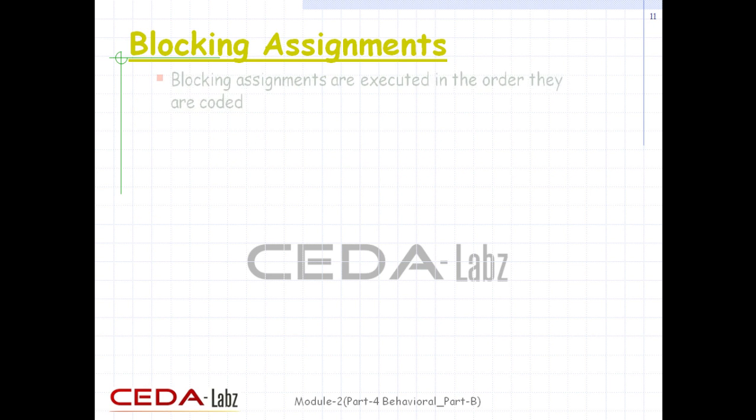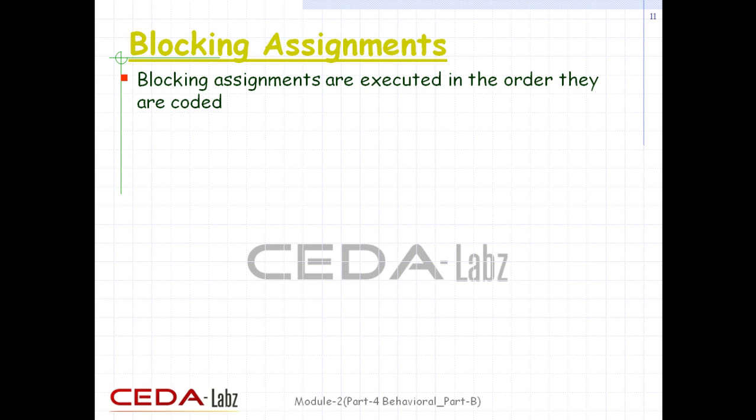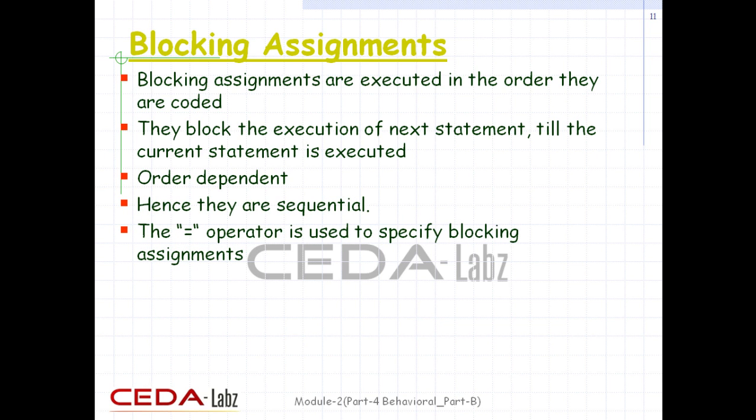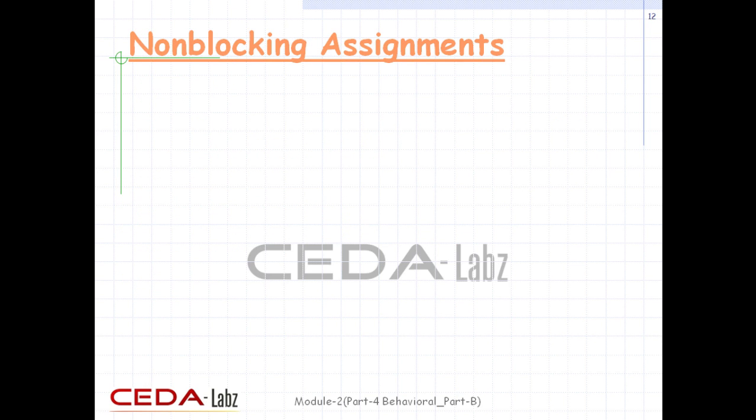Blocking assignments are executed in the order they are specified in a sequential block. As the name suggests, it blocks the execution of the next statement till the current statement is executed completely. Hence, they are order-dependent and sequential in nature. In a blocking procedural assignment, the assignment operator is an equal-to sign. Its syntax is here, which is simply LHS target equals RHS expression.